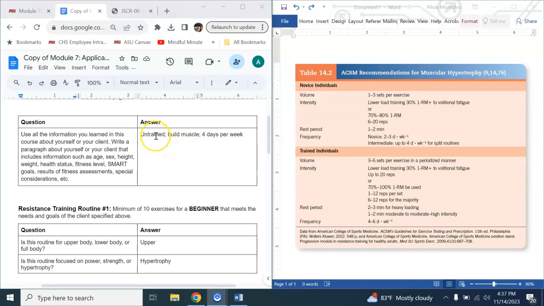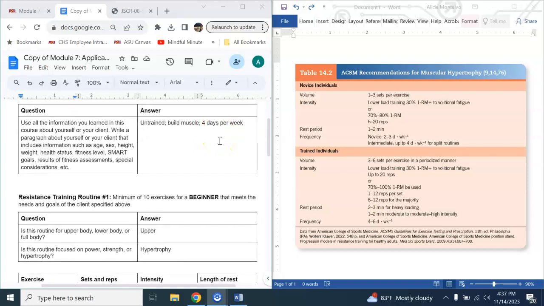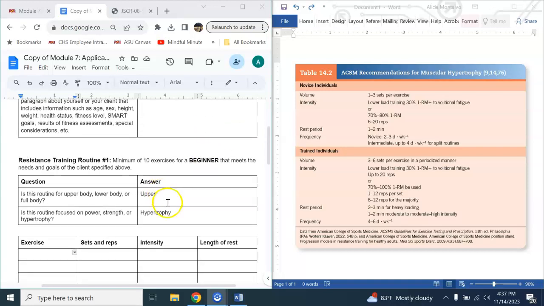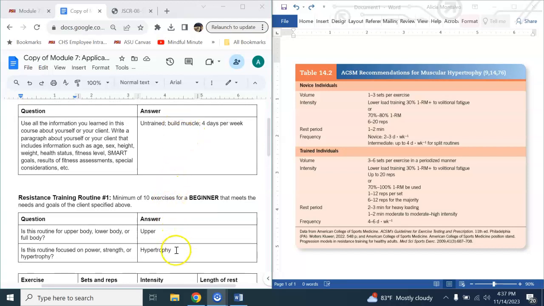So I've got an untrained individual who's looking to build muscle, and they're going to be working out 4 days per week. I've got them on this side. They're going to be doing upper body, and because they want to build muscle, I've selected hypertrophy. So on my right-hand side of the screen, you'll see I've got the hypertrophy ACSM guidelines up here. And I'm going to be focusing on this top box where it shows novice individuals.